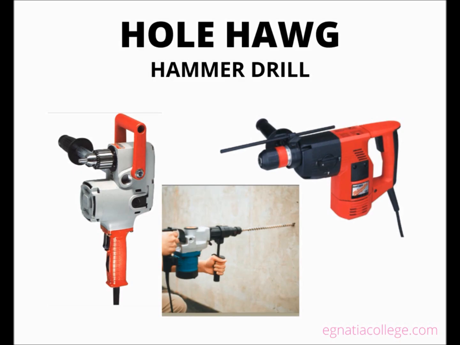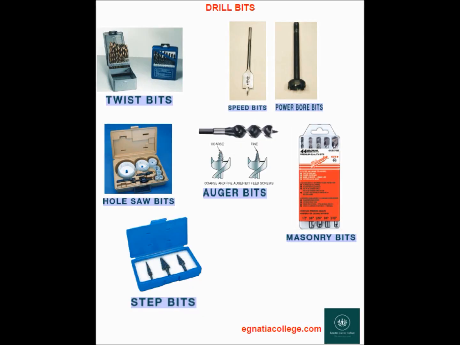Hammer drill. Plumbers often anchor supports to install piping or fixtures into concrete floors, walls, and ceilings. Drilling into or through concrete requires a hammer drill. Many drill bits and saw blades are designed for specific purposes, and others have various uses. The most common drill bit and saw blade types in the residential plumbing industry are twist bits, auger bits, speed bits, power bore bits, hole saw bits, masonry bits, step bits.